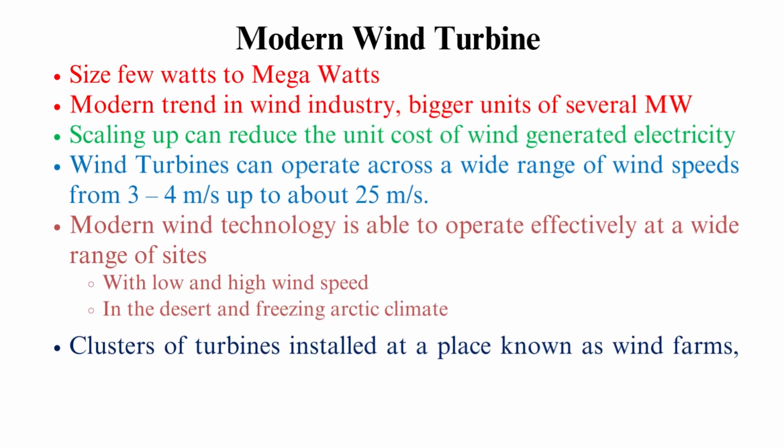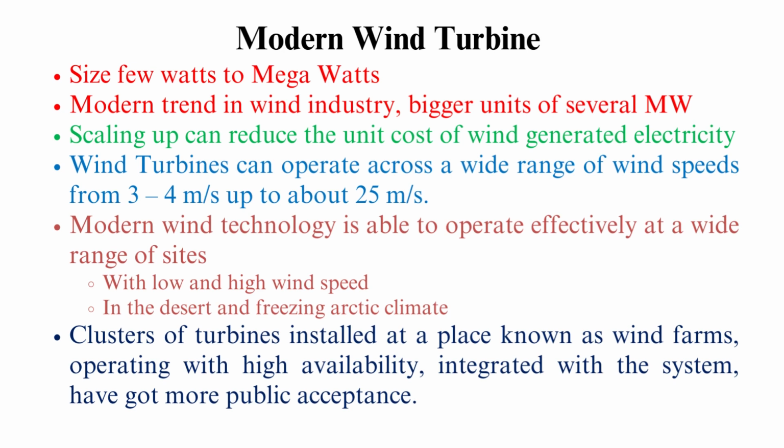Modern wind turbines. Modern wind turbines range in size from a few watts to megawatts, with the industry trend favoring larger units of several megawatts to reduce the unit cost of wind-generated electricity. They operate efficiently across a wide range of wind speeds, from 3 to 25 meters per second, and modern wind technology is adaptable to diverse sites, including those with low and high wind speeds in various environments. Wind farms, consisting of clusters of turbines, have gained widespread public acceptance due to their high availability and integration with the grid.